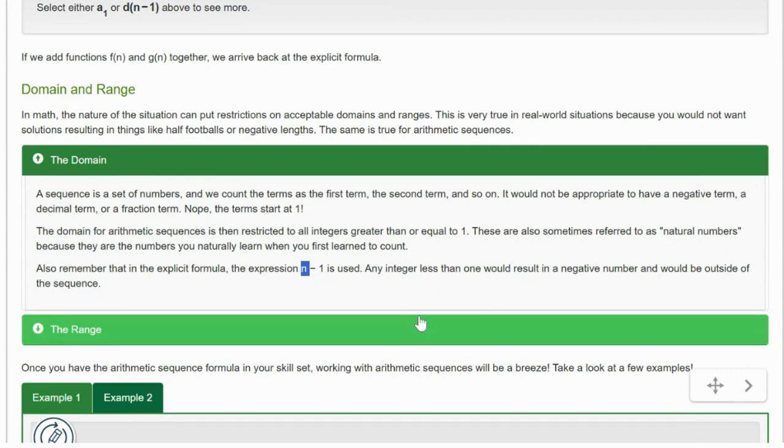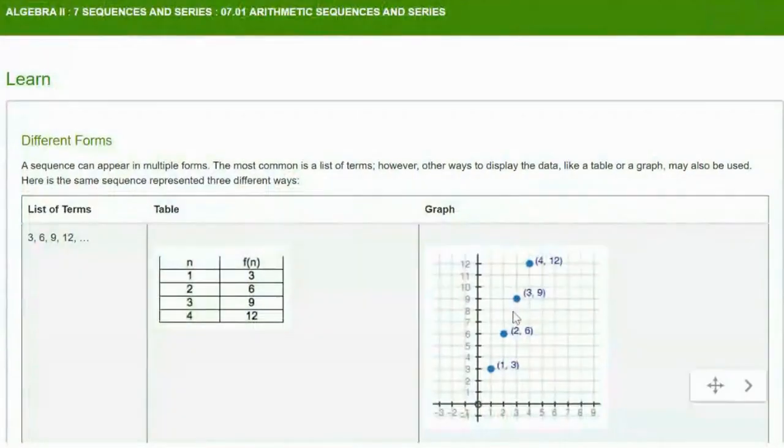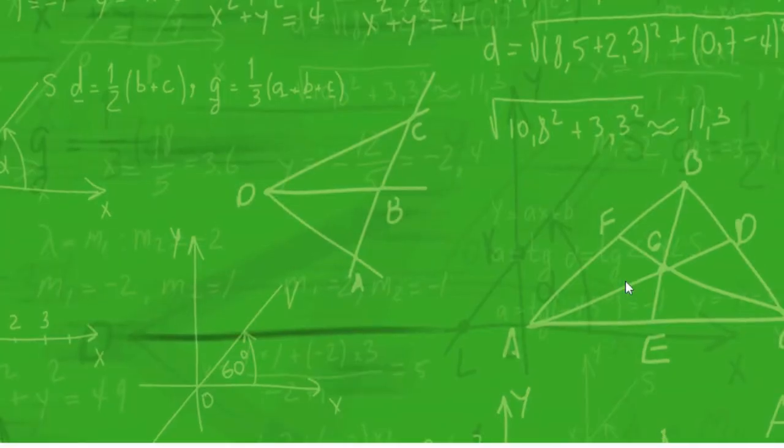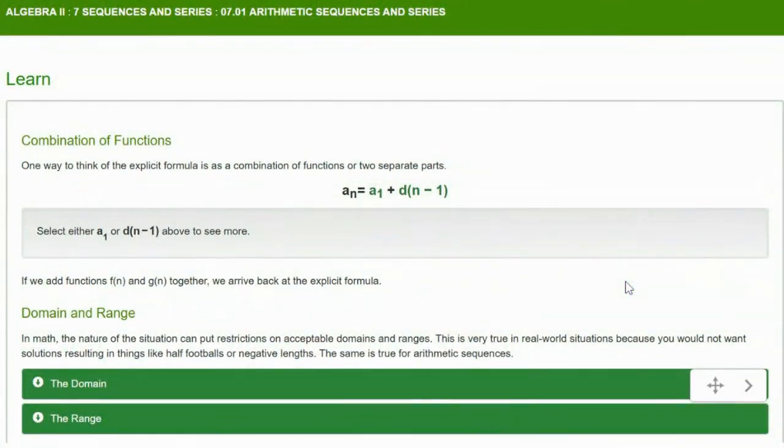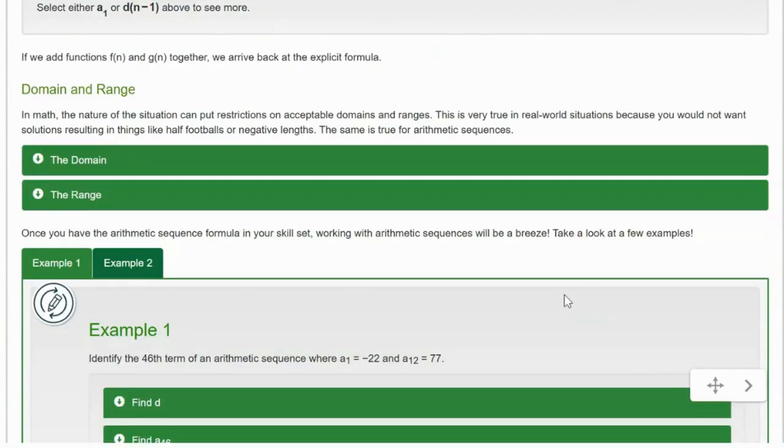Now, what about the range? Looking back at this, the range of this is y is 3, 6, 9, 12. It's 3 and greater by 3s. But is the range restricted? Could it be negative for a different sequence? I'm talking about for any sequence, not a specific sequence. The range. Can your sequence be negative numbers? Yeah, we looked at some that had negative numbers. Could it be decimal numbers? Could it be fractions? Yeah, your sequence could be anything.